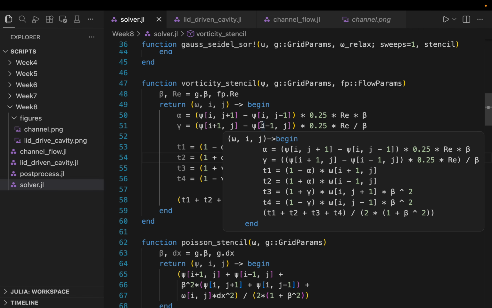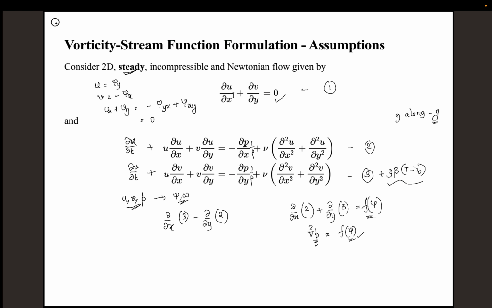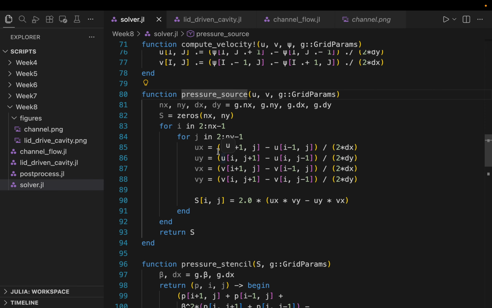The other one that is left in the code is where you have the source term. The source term is the one, this f of psi that I was referring to, which is basically ux times vy minus uy times vx. These are the derivatives accordingly, second central difference fields.